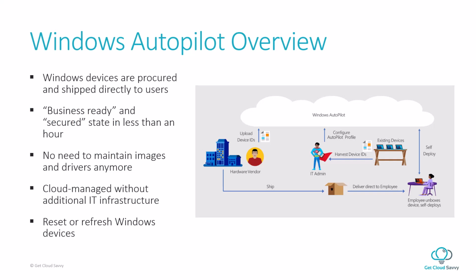In its most basic terms, Windows Autopilot provides a self-service way for end users to sign in to new or existing Windows devices for the first time. Windows devices are shipped directly to the end user. These Windows devices are associated with a Microsoft 365 tenant, and we use what's called device IDs to make this association. So either the manufacturer or distributor can upload those device IDs, or we can harvest those as IT.